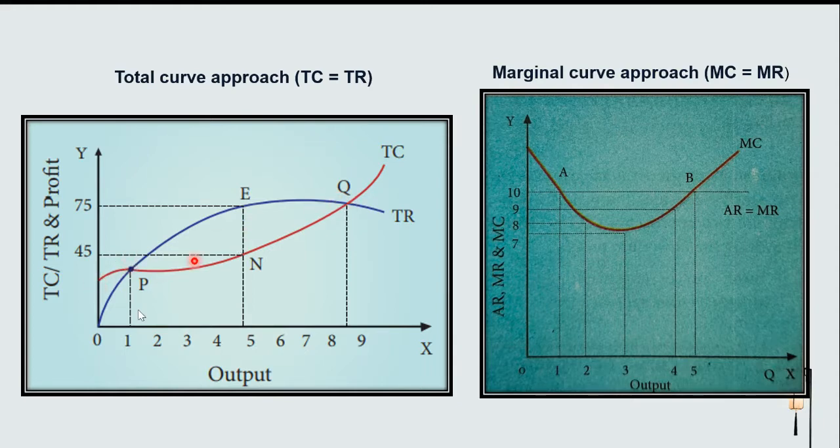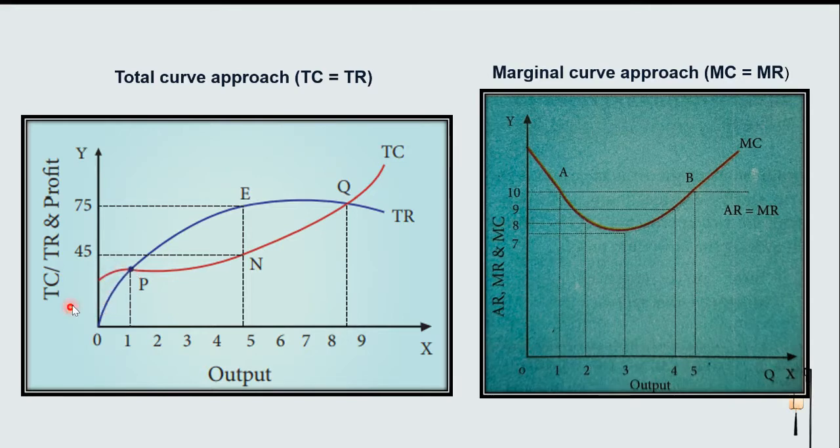From the point P to Q, the firm is making a profit because the total revenue curve is above the total cost curve. Can you see? The total revenue curve is above the total cost curve. If you take this side, the total cost is more and the total revenue is less. Beyond this point Q, the cost is more and the revenue is less. So here the firm is making a loss.